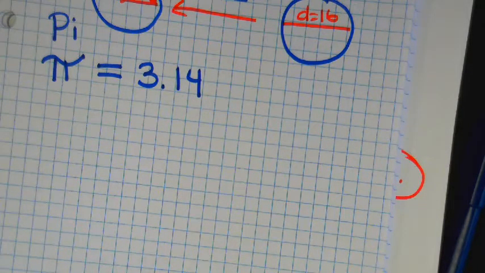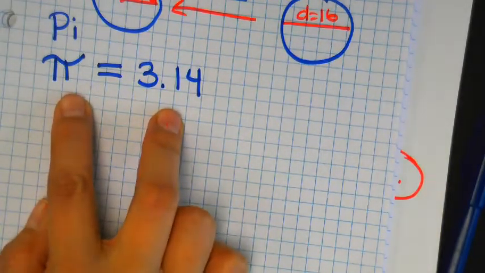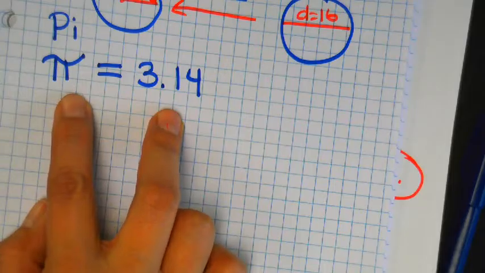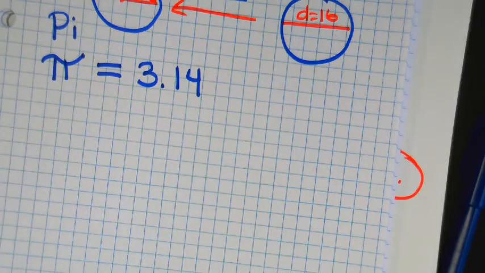Now, 3.14 is a rounded number. They round it because pi is actually a number that never ends, never stops. It keeps going forever and ever. It's called an irrational number. I think it's like 3.141592, something like that.